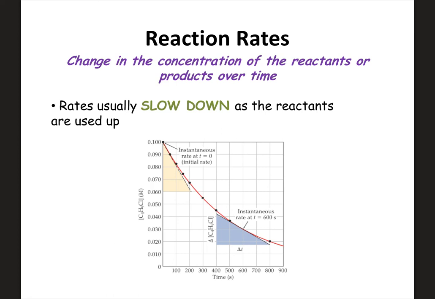So over time here, if you're looking at this particular reaction, you can see the rate starts to slow down. And that makes complete sense. As your reactants are used up, you're not going to collide as much. You're not going to have those successful collisions taking place as much. So the overall rate of the reaction would decrease.